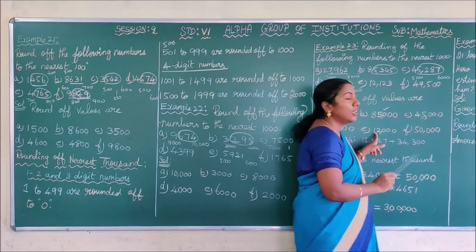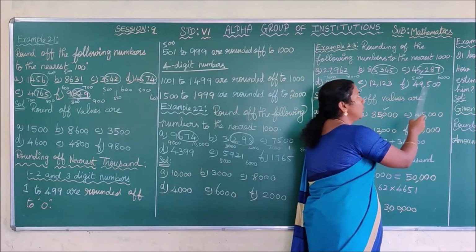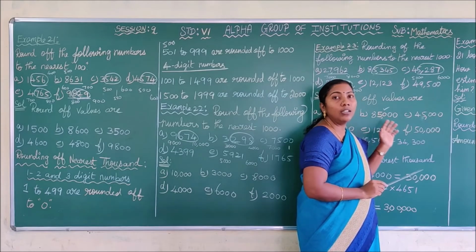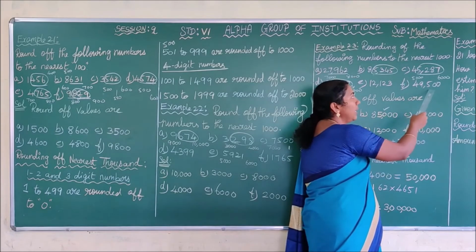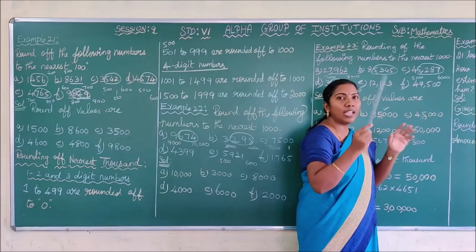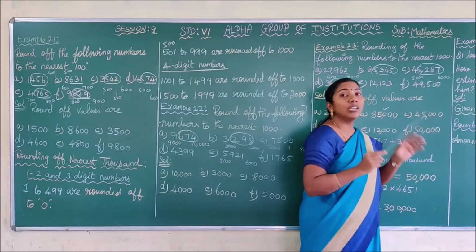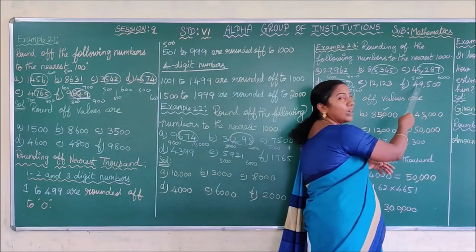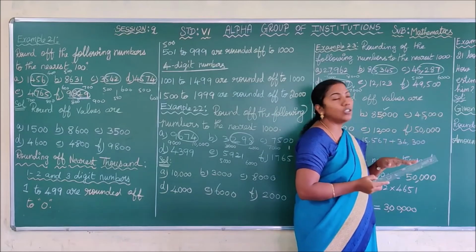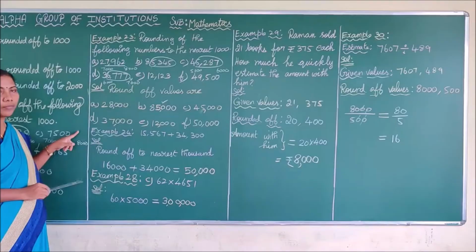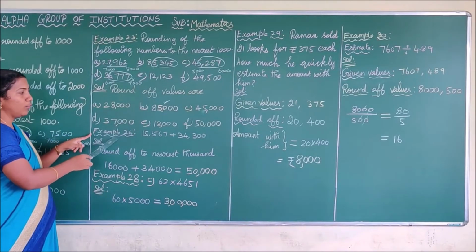49,500. See here. Here you have last 4 digit is 9,500. It lies between 9,000 and 10,000. It is the middle number, so it should be rounded up to the highest value. So you have to round up this 9,500 to 10,000. Already you have 40,000. So 40,000 plus 10,000 you have 50,000. It's clear, children? See the example 24.